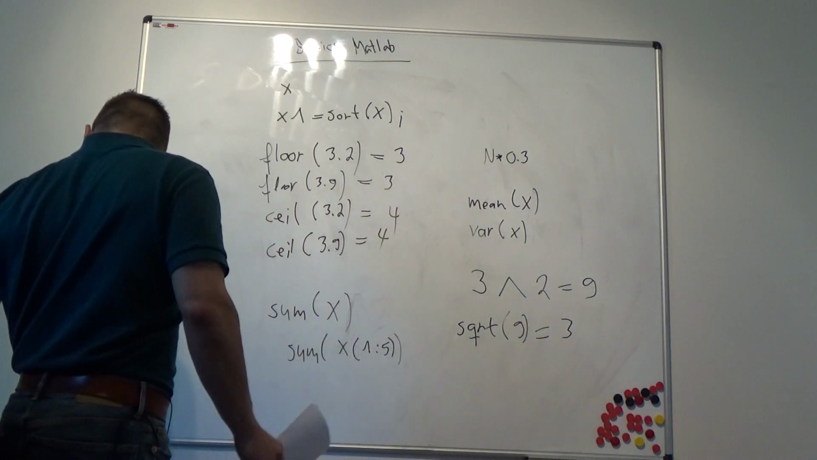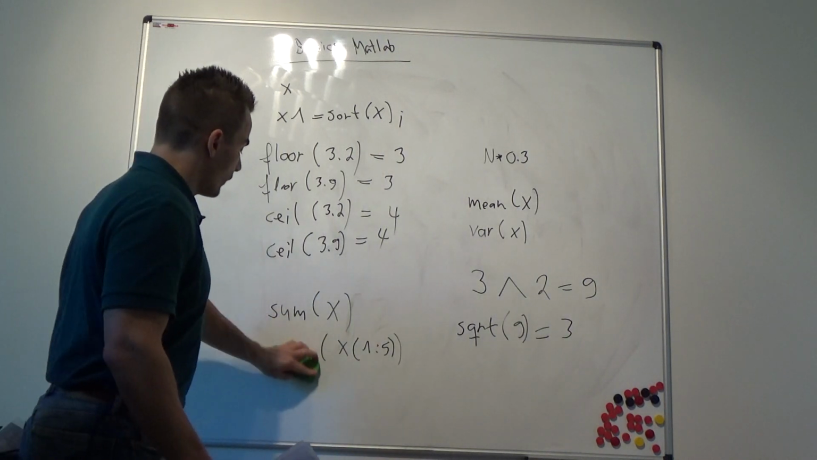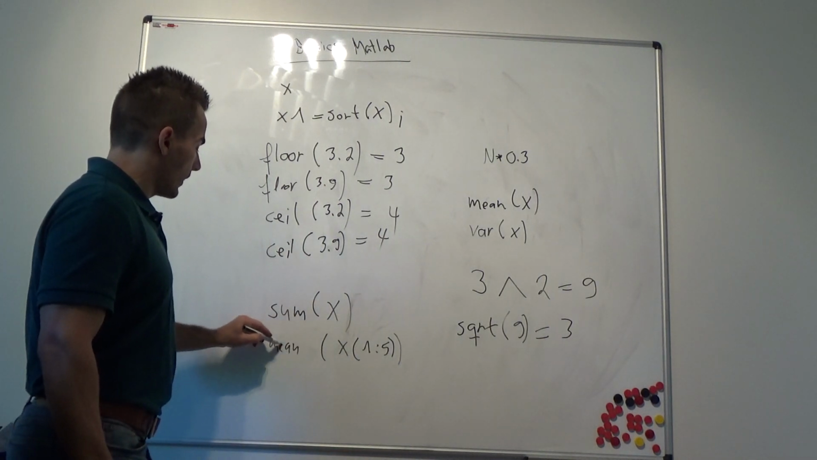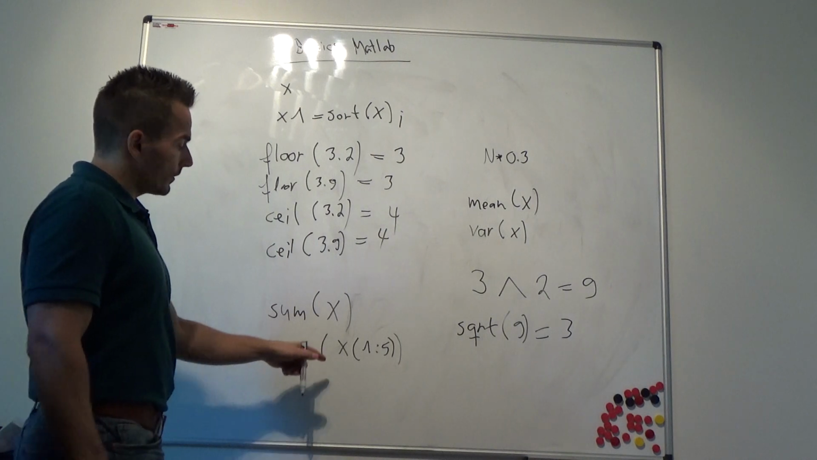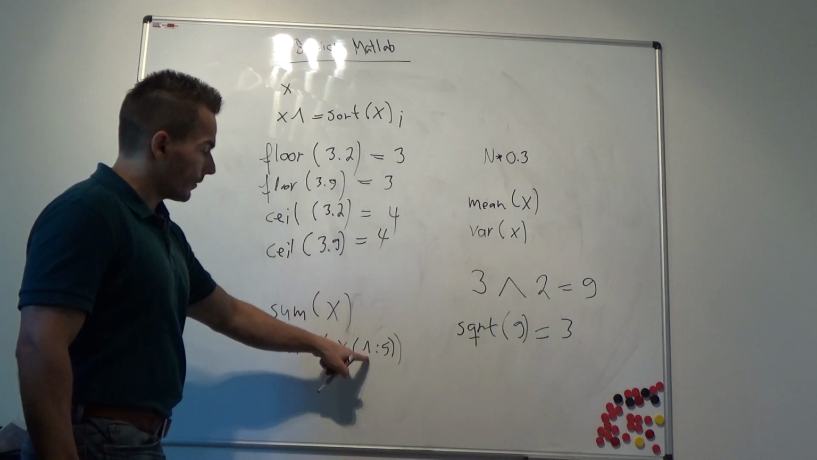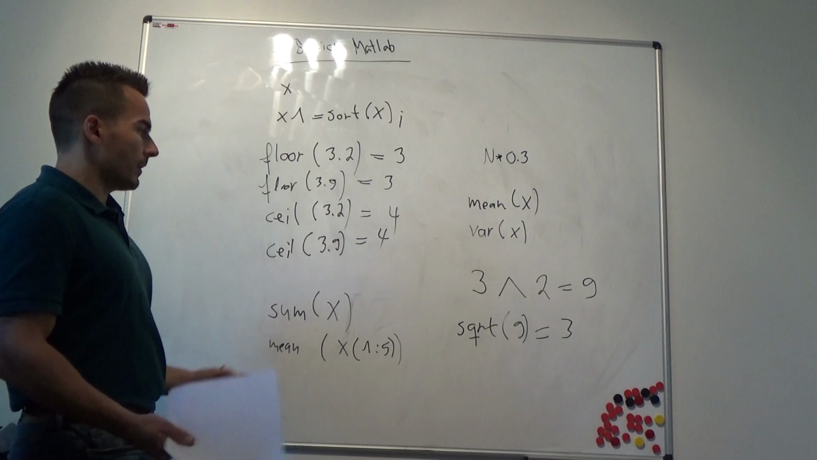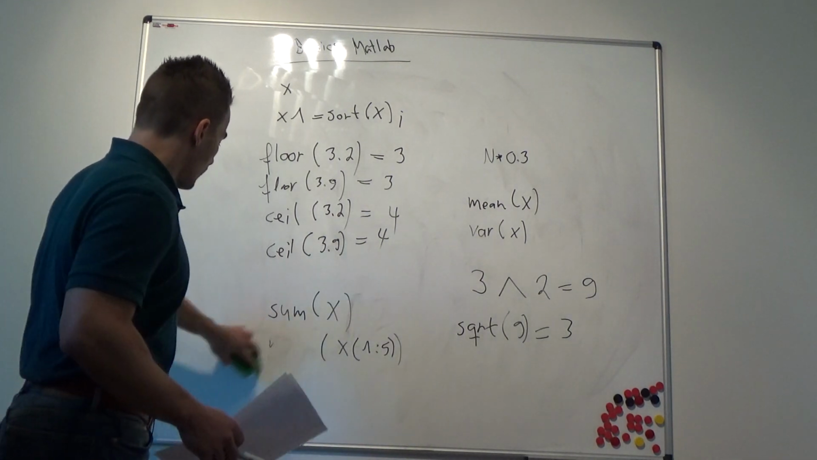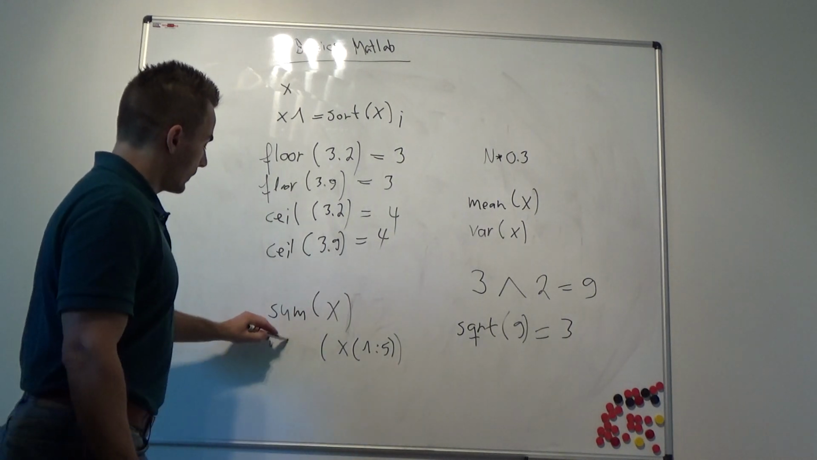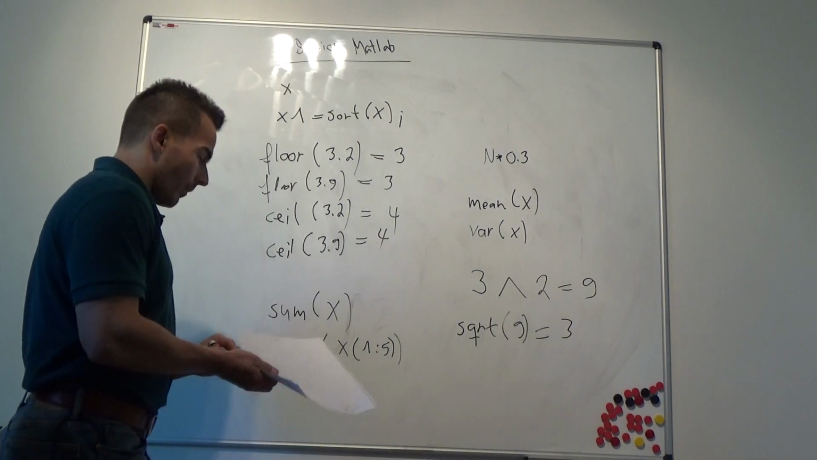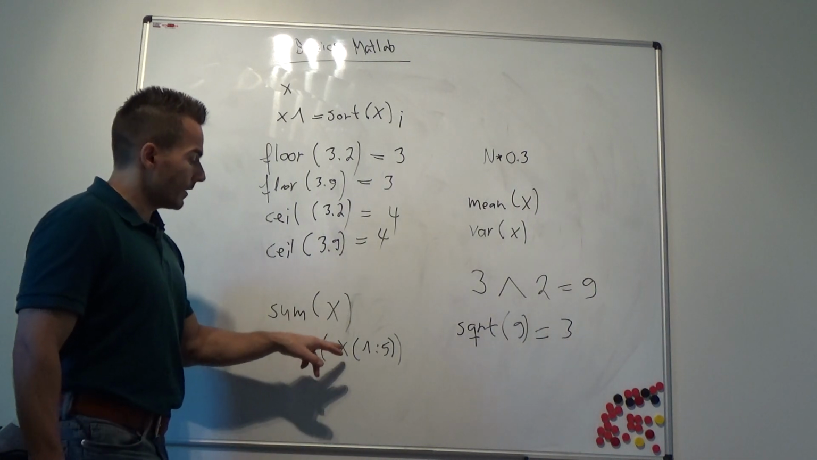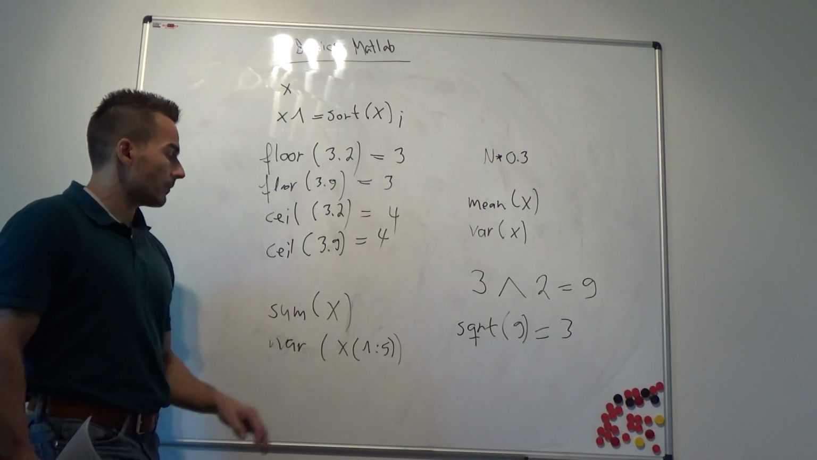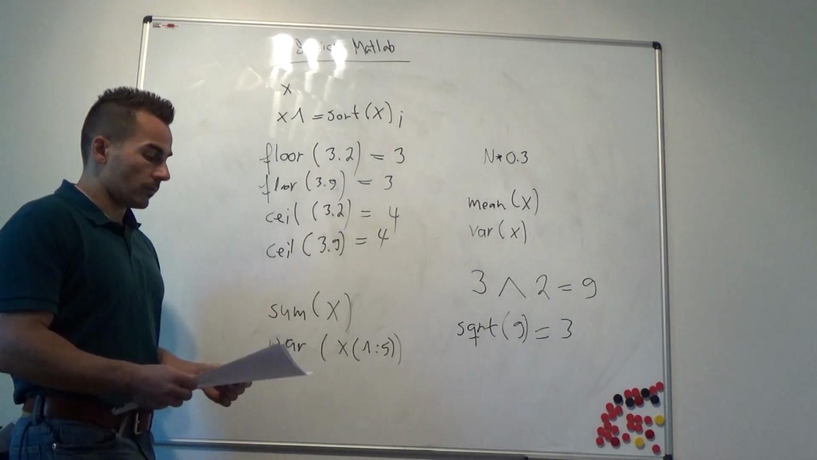You could also like to have the mean of the first 5 elements, and then it's the same thing. You write just mean, parentheses open, from x, and from the first 5 elements. And the same thing is for the variance. If you want the variance for the first 5 elements in your vector x, you just write VAR, parentheses open, and then in parentheses x from 1 to 5, and then close both parentheses again, and it gives you the variance of the first 5 elements in your vector x.